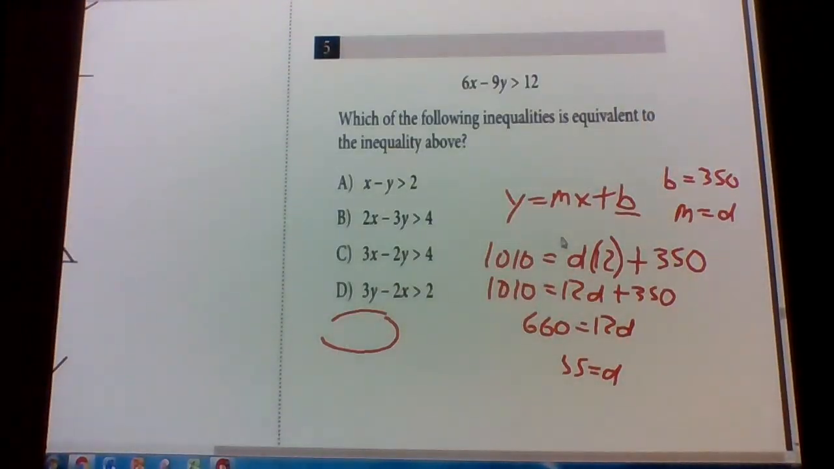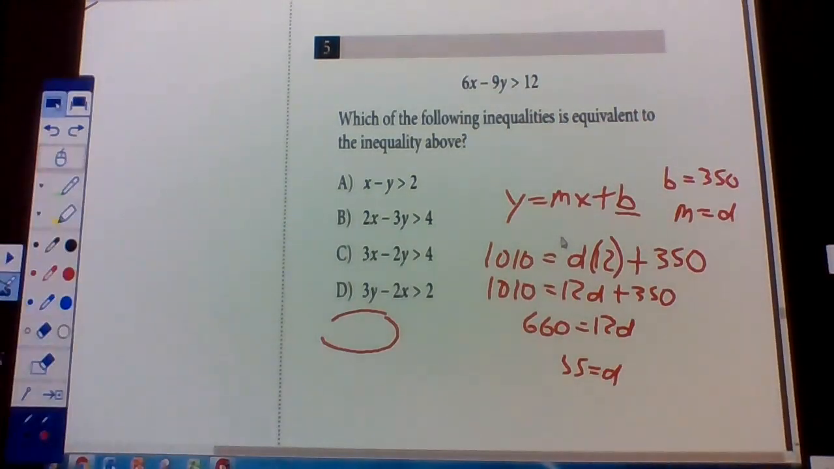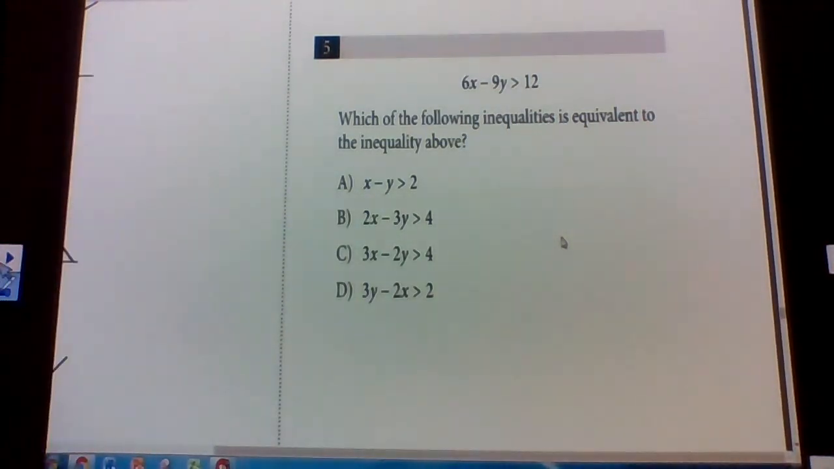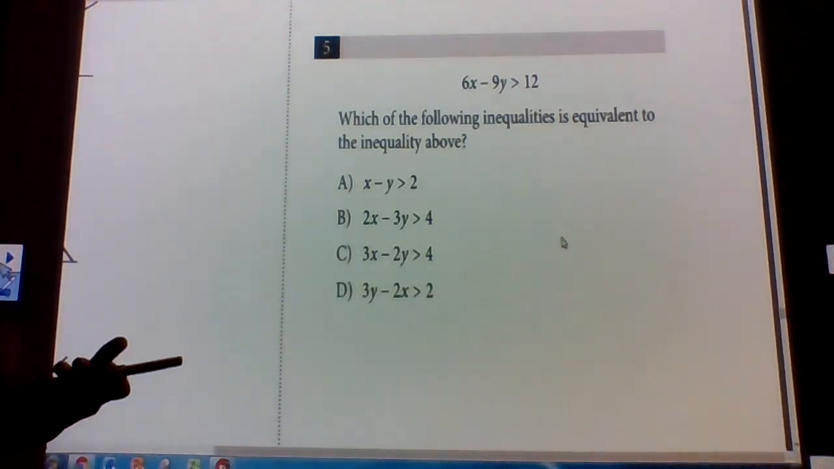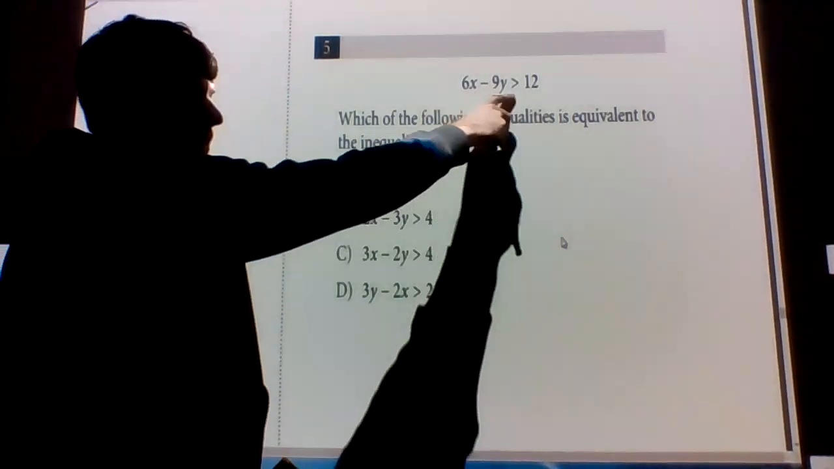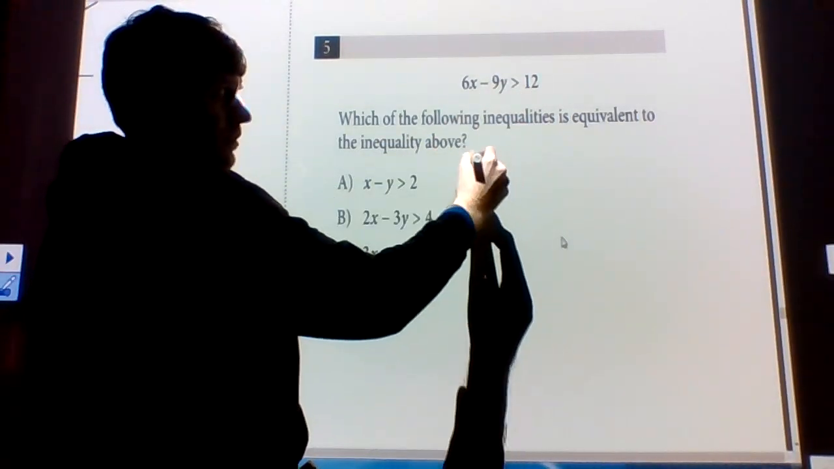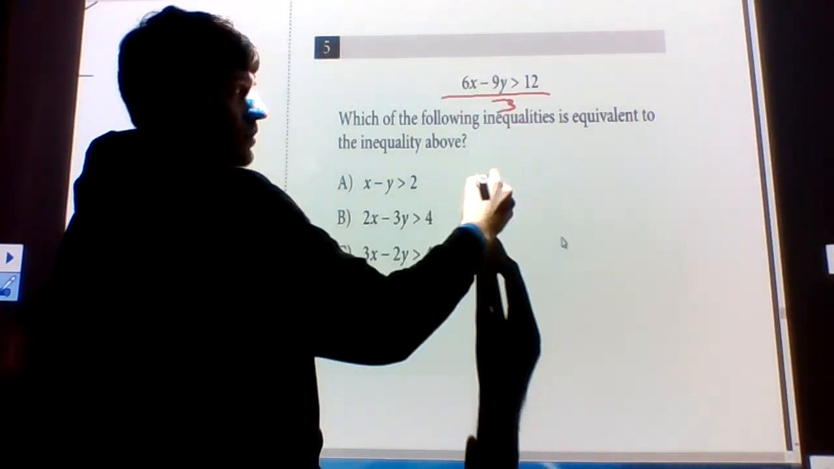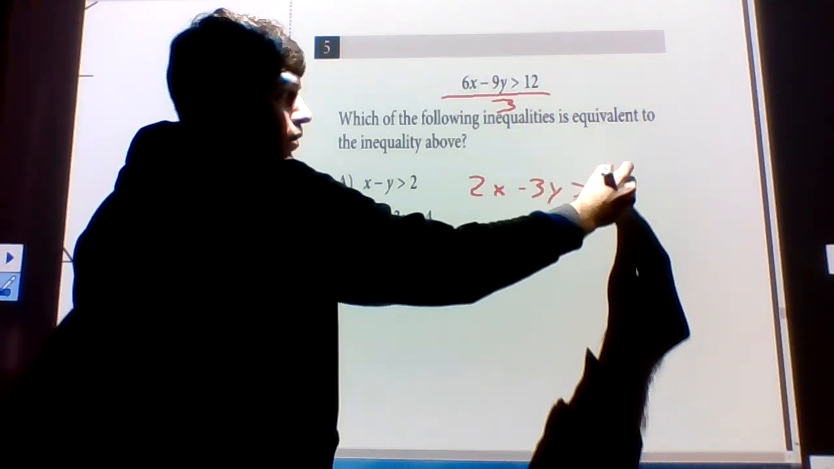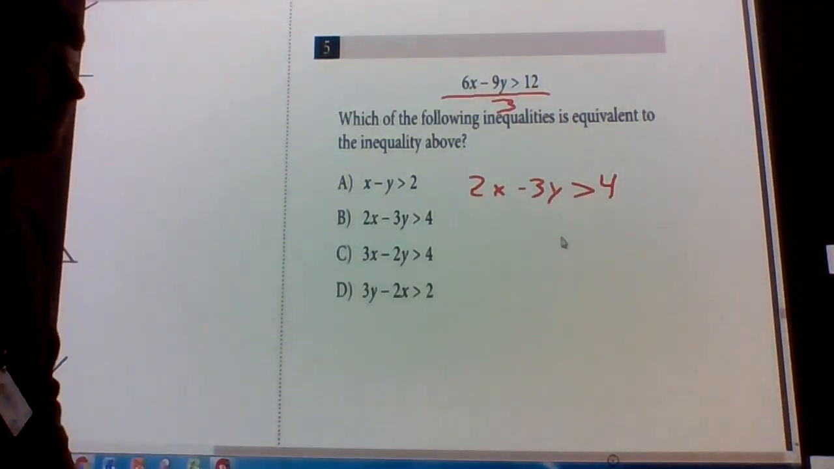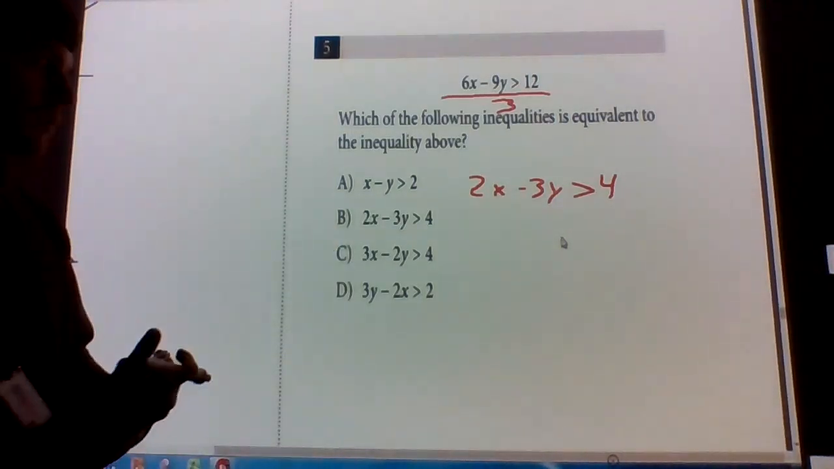Okay, number 5. We have 6x minus 9y is greater than 12. Which of the following inequalities is equivalent? Common factor here is 3, so you can just divide everything by 3, and you're going to get 2x minus 3y is greater than 4, which is B.